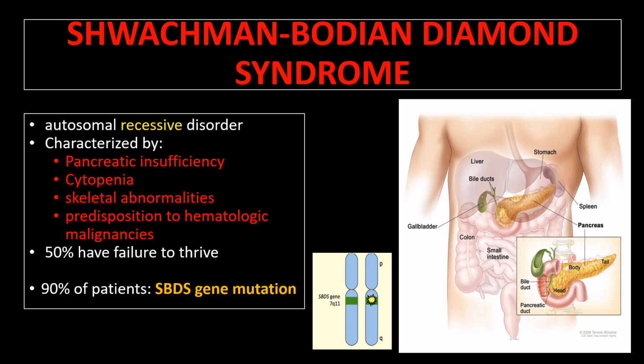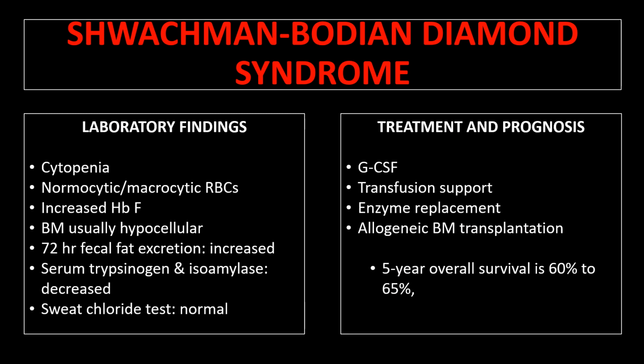According to literature, 90% of patients have an SBDS gene mutation, which maintains ribosome metabolism and mitotic spindle stability. Similar to your Dyskeratosis congenita and acquired aplastic anemia, patients having Shwachman-Bodian-Diamond syndrome also have short telomeres on genetic studies. So, how do we diagnose Shwachman-Bodian-Diamond syndrome?